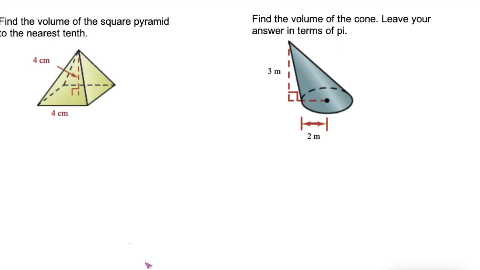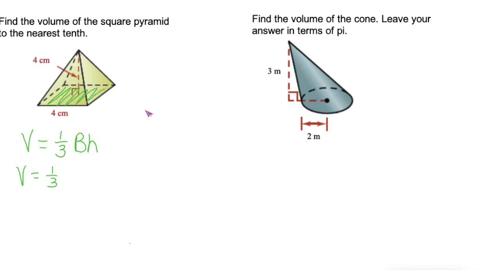Now, these are our last two examples. Find the volume of the square pyramid to the nearest tenth. So let's remember, the volume of a pyramid, it's a third what a prism would be with the same base and the same height. So it's 1/3 area of the base times the height. So it's 1/3. Now, the area of the base is this square down here.